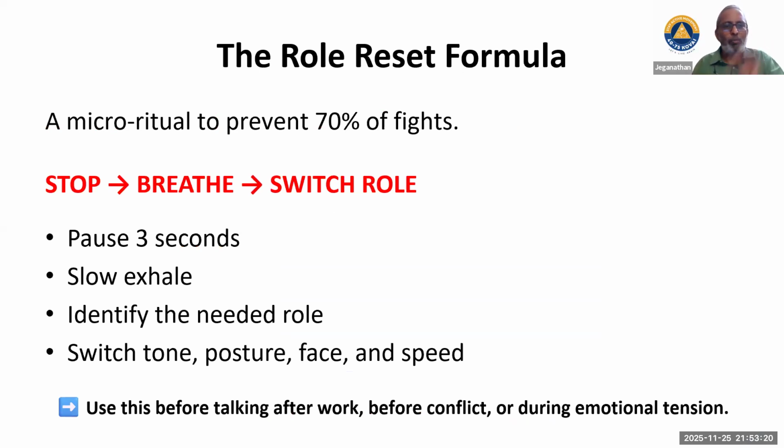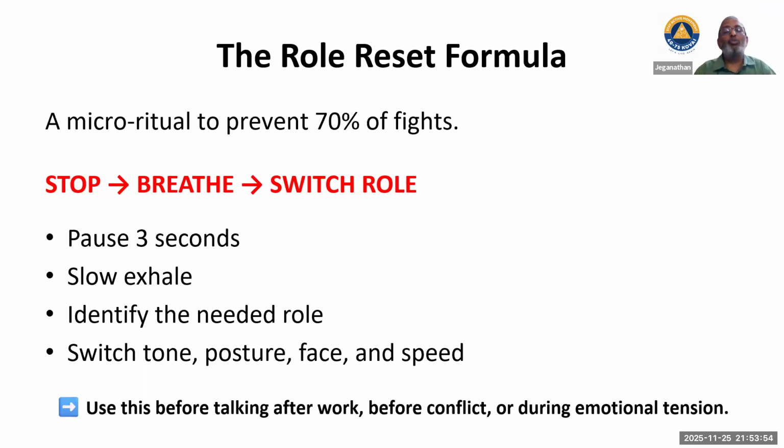Stop, breathe, switch role, pause 3 seconds. Okay. Inhale, slowly exhale, identify the needed role, switch your tone, posture, face, and the speed at which you talk and walk. Very simple. Pause, inhale and exhale slowly. Identify the role which you need to take. You have just got 4 roles, not more than that. Is it private? Is it social? Is it professional? Or is it spiritual?